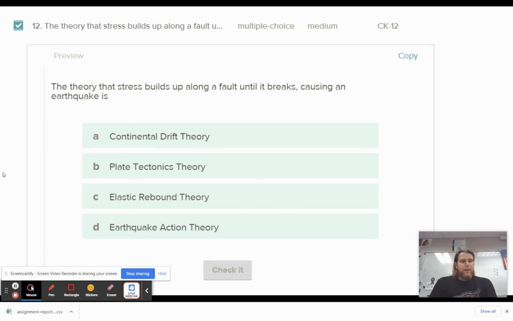Now, the theory that stress builds up along a fault until it breaks, causing an earthquake is, it's not continental drift. It's not plate tectonics.